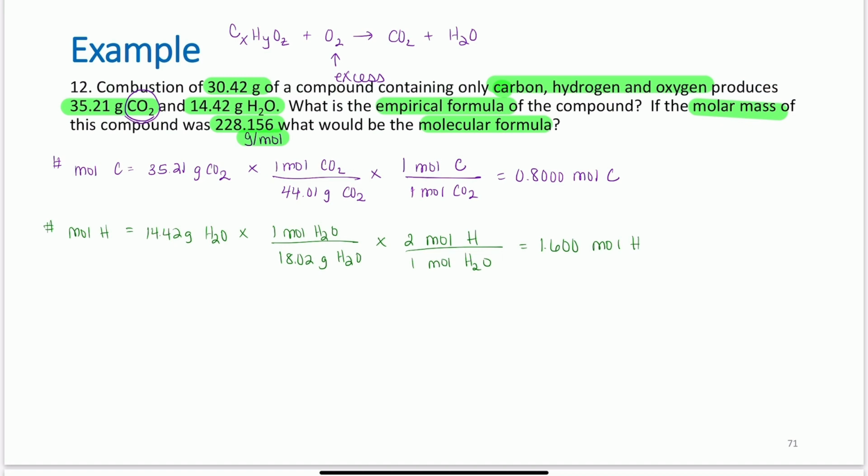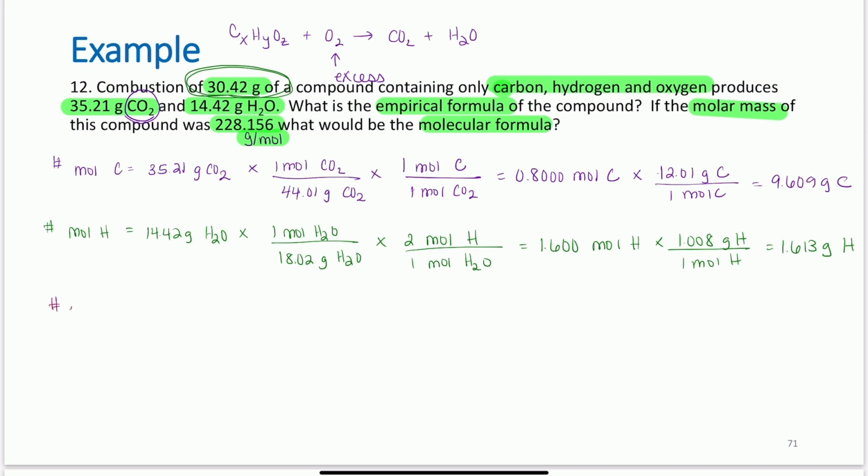Now, again, I don't know how much oxygen I have, but I do know that my original sample was comprised of carbon, hydrogen, and oxygen only. So if I can find the number of grams of carbon and hydrogen I have, I can back calculate to find the number of grams of oxygen I have. So I'm going to use this to find the number of grams of carbon. I have 9.609 grams of carbon in my original sample. And hydrogen, I have 1.613 grams of hydrogen in my original sample.